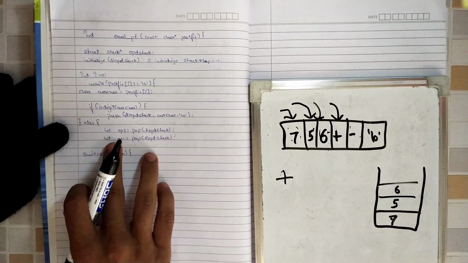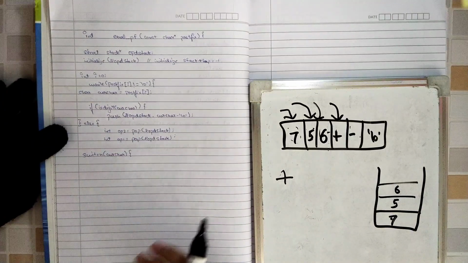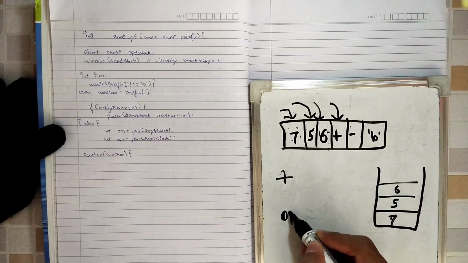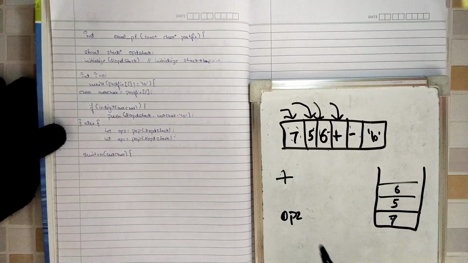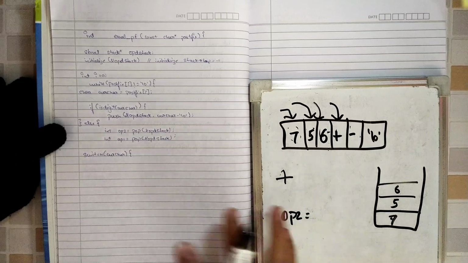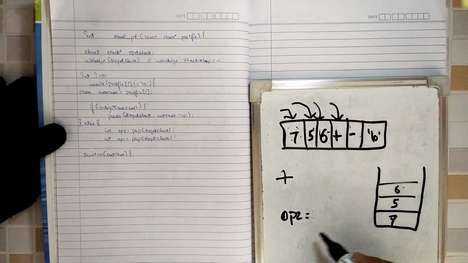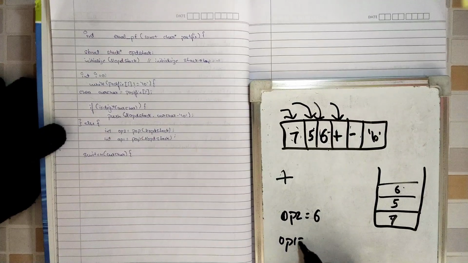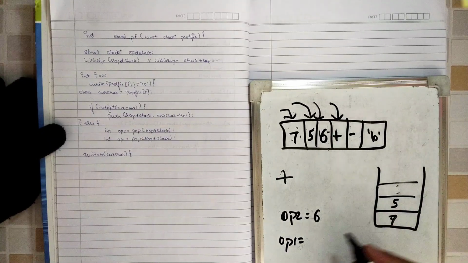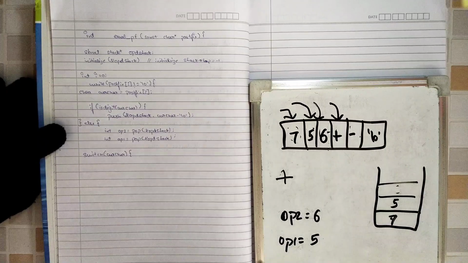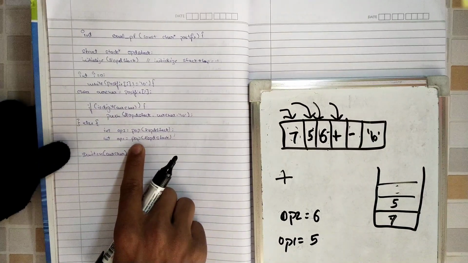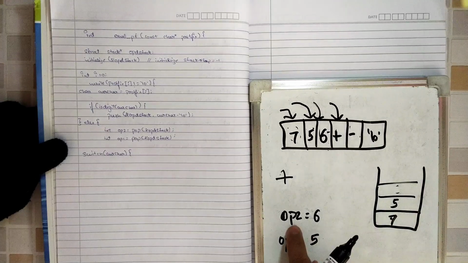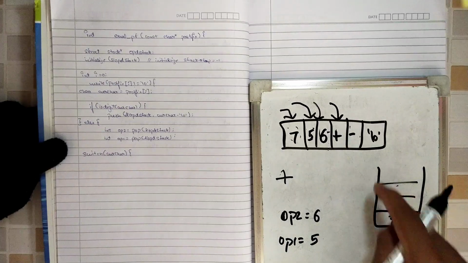So what is there in the else part? Int operand 2 is equal to pop of this operand stack. So my op2, an integer I have taken here, is equal to pop of stack. So the first thing that comes out will be my op2. Then op1 will be this. So 6 came out. Now the remaining thing is 5. So my second operand will be the second item in the stack, and my first operand will be the first item in the stack.